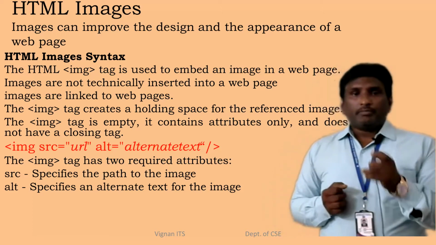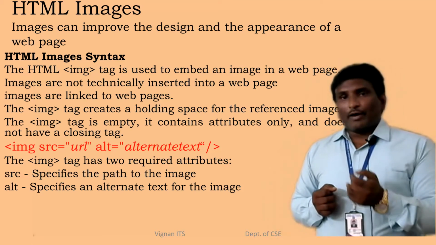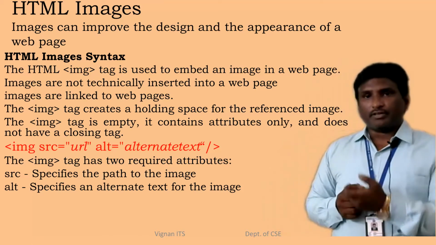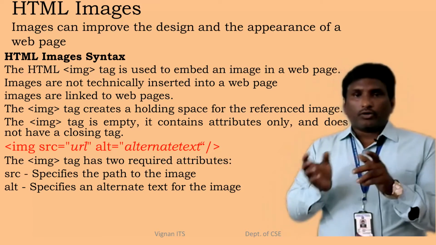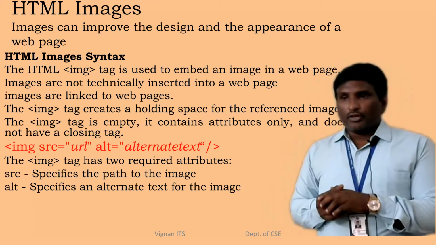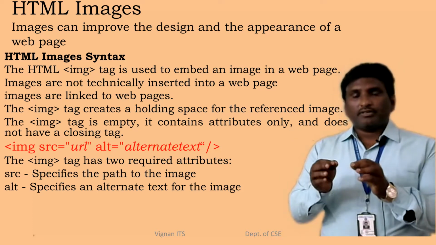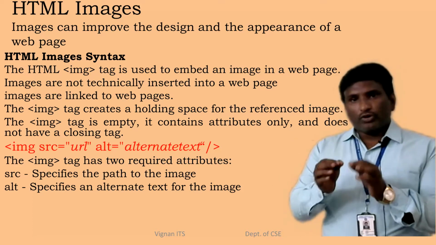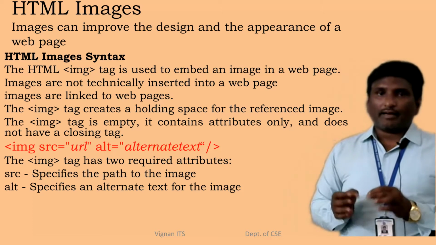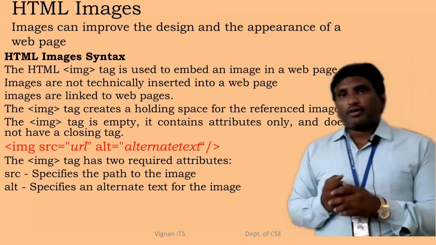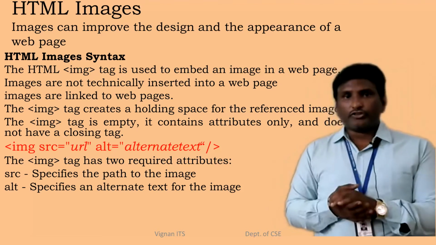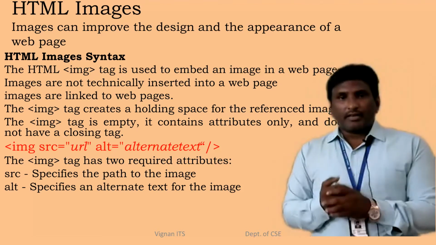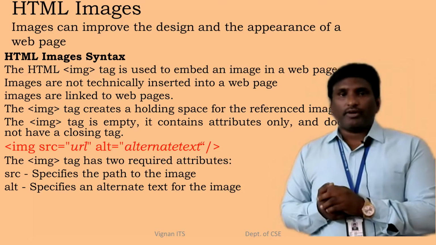The image tag creates a holding space for the referenced image. Whatever reference we give in the src, it will hold that reference. Also, the image tag is an empty tag. It contains only attributes and doesn't have a closing tag. Almost all HTML tags have an opening tag as well as a closing tag, but the image has only an empty tag. So it should consist of attributes.